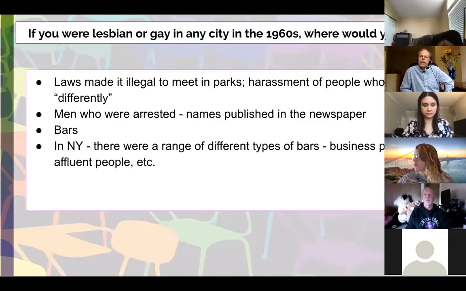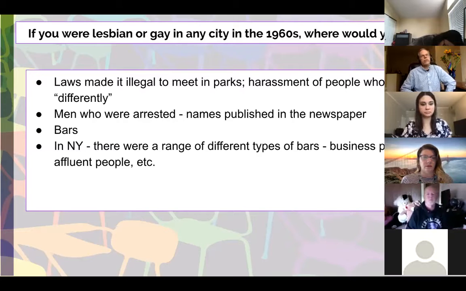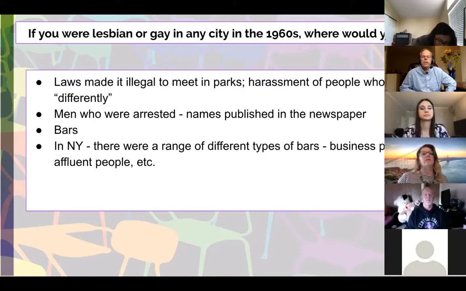So it's important to know that in New York City in the 1960s, it was illegal for gay and lesbian people to meet in parks, and that people were harassed because they were dressed differently. Men who were arrested had their names published in the newspaper. The police took it upon themselves, as others did, to call businesses where people were working to say, did you know? And that sort of thing.